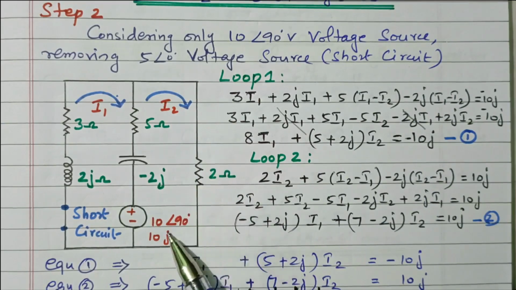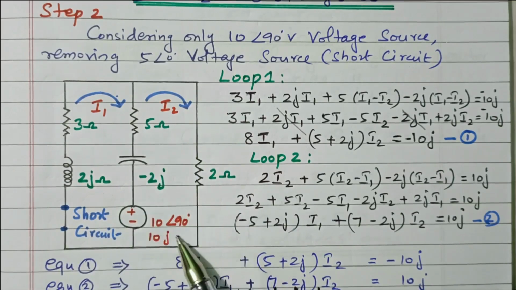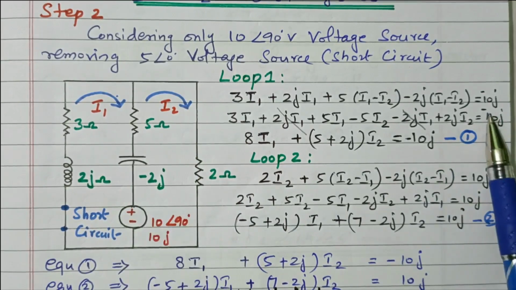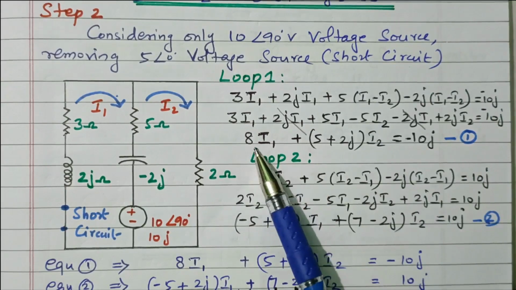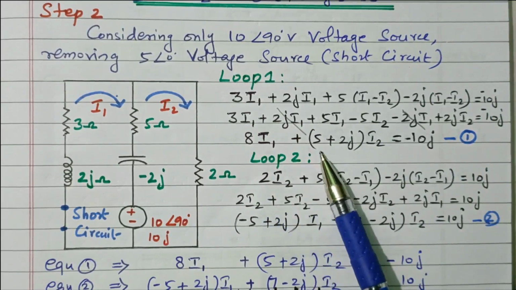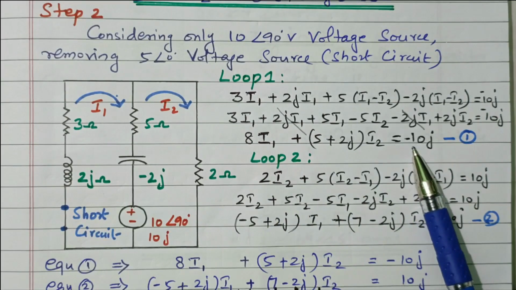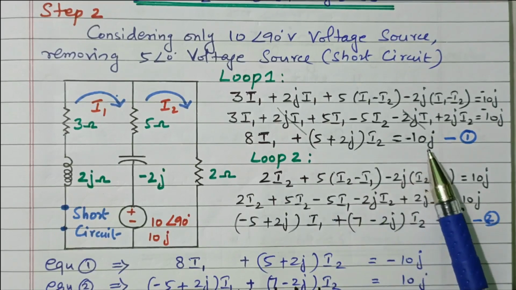See this, the polarity is top to bottom, negative to positive, right? The current is flowing from top to bottom, negative to positive, a rise in potential. So that is 10j. After simplification, we got (8)I1 plus (5 plus 2j)I2 equal to minus 10j, right? This is minus 10j. This is equation number 1.